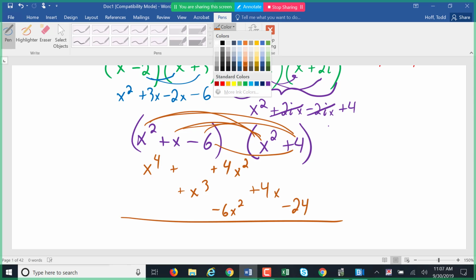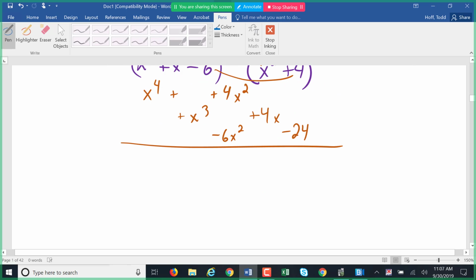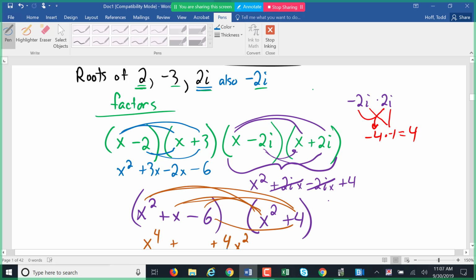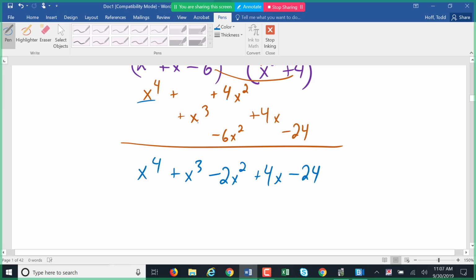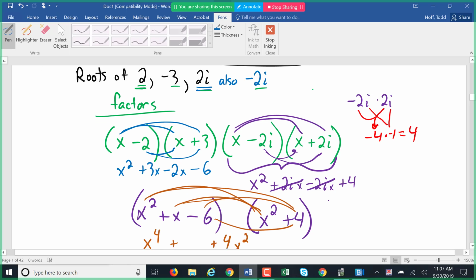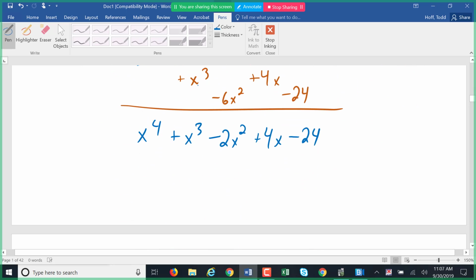So now I have x to the 4th plus x to the 3rd. 4 and -6 make -2x squared plus 4x minus 24. That is the basis of our function. However, we're not totally done yet. We have our roots, 2, -3, 2i, and -2i.